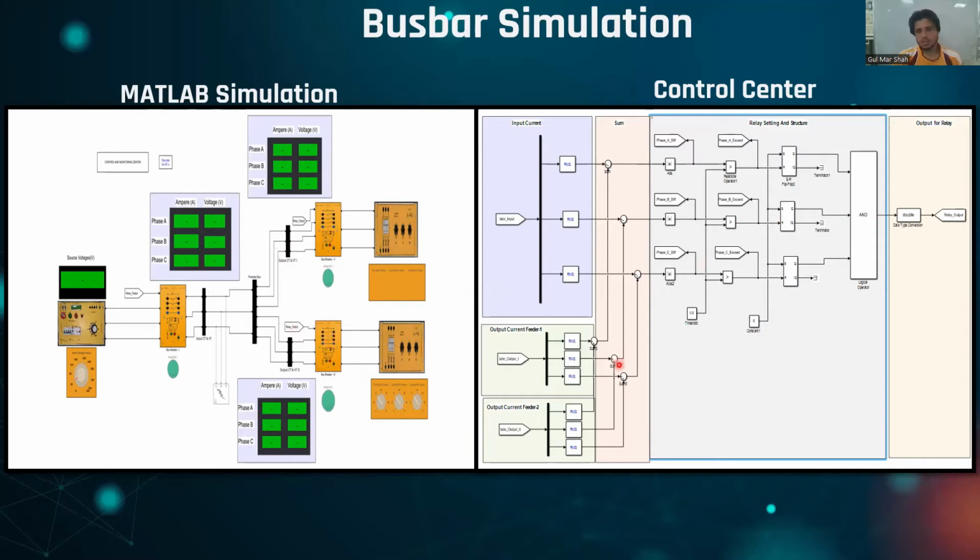And this is the control center for the busbar simulation, which has the input current from feeder 1, the output current from feeder 1 and the output current from feeder 2, and this is the input current to the feeder.